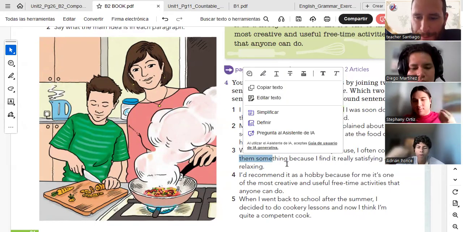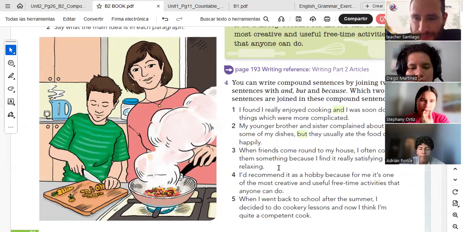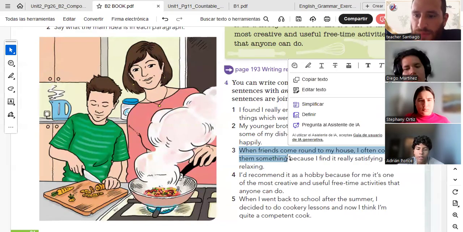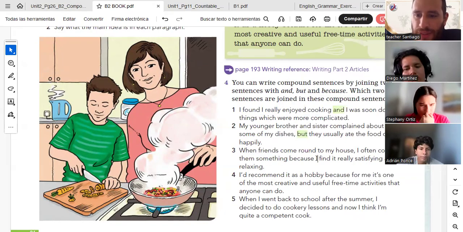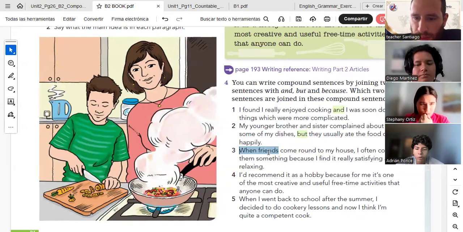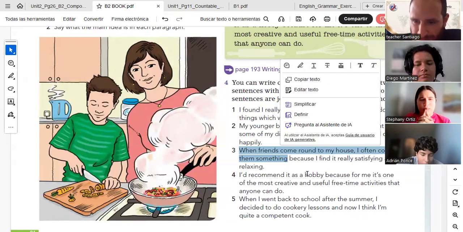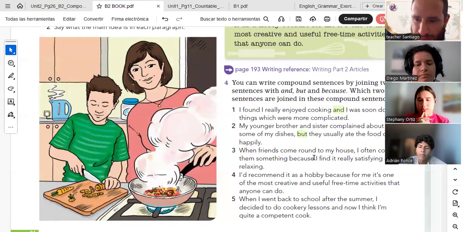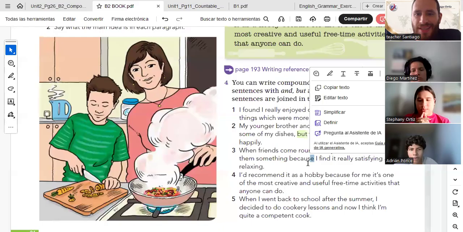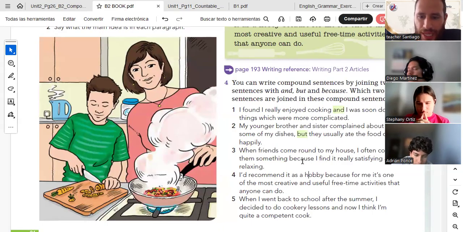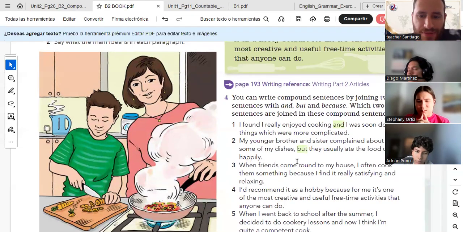Adrian, number three. When friends come around to my house, I often cook them something because I find it really satisfying and relaxing. Okay, so the two sentences. The first is when friends come around to my house, I often cook them something. And the second one is I find it really satisfying and relaxing. And the connector is because, you're right. So here it's introducing a cause. Okay, well done.